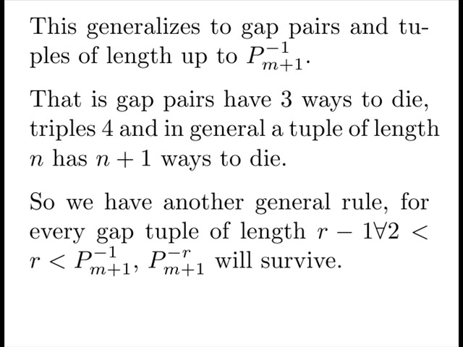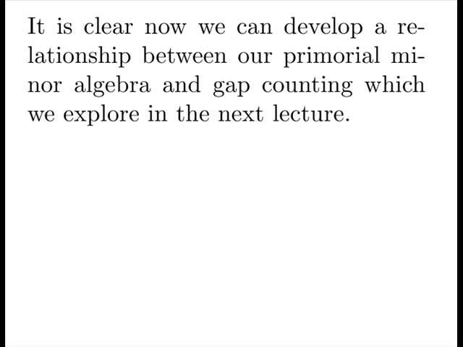So we have another general rule. For every gap tuple of length r minus 1, and for all r between 2 and our next prime minus 1, our next prime minus r tuples will survive. It's clear now that we can develop a relationship between a primorial minor algebra and gap counting, which we explore in our next lecture.